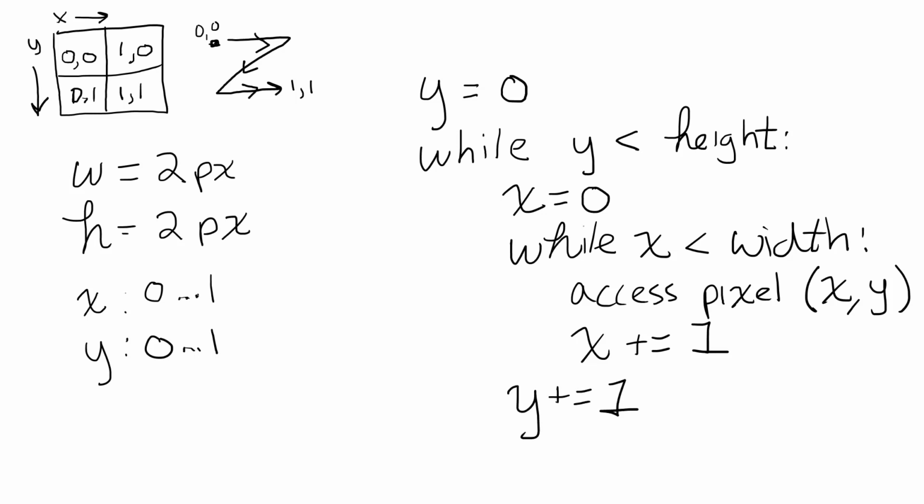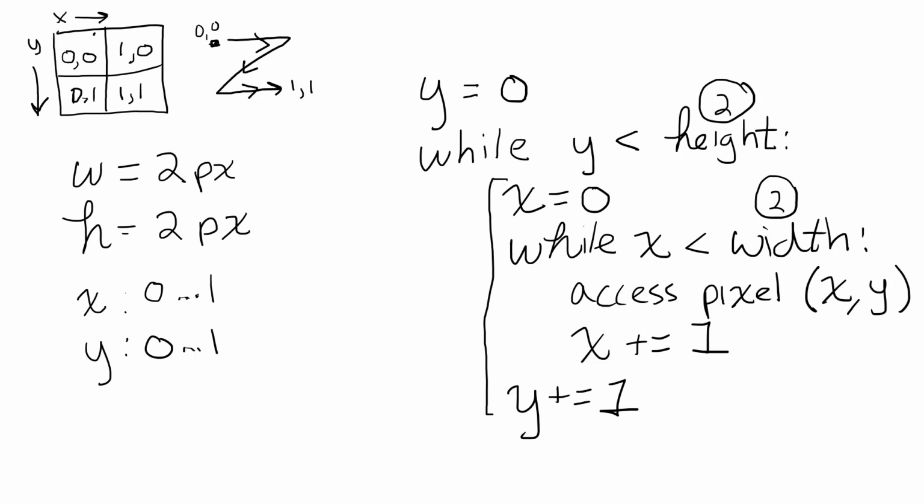So what are we doing here? How would this work? Well, the first time this loop is run, Y is equal to 0. We jump in, is 0 less than, in this case, 2? Yes, it is. So now we're going to create a variable X. X is 0. Now remember, X is local to this code block. Now is X less than the width of 2? Yes. All right, so first we're going to access pixel 0, 0. That's the first one up in the top left corner. All right. Now we're going to add 1 to X, and we're going to go back up here.